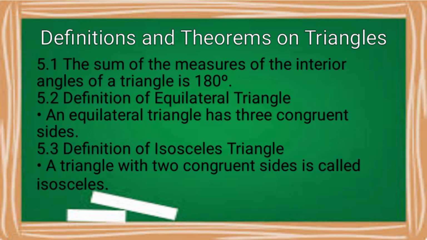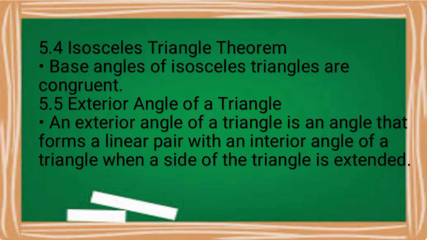Definition of isosceles triangle: a triangle with two congruent sides is called isosceles. So there's two congruent sides only. So just like this, the two are congruent. Isosceles triangle theorem: base angles of isosceles triangle are congruent. Yes, and the exterior angle of a triangle.